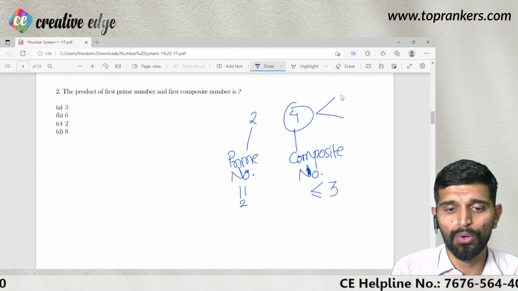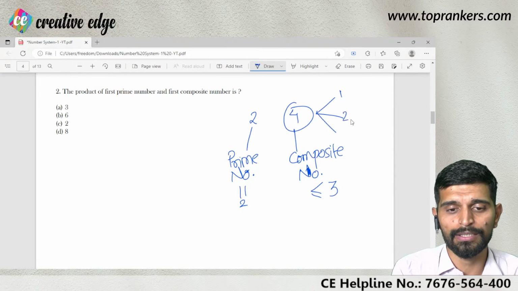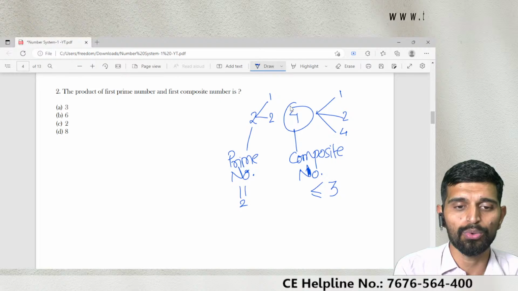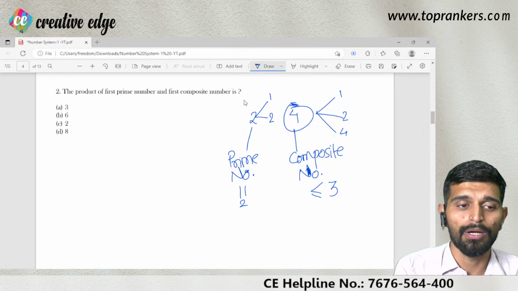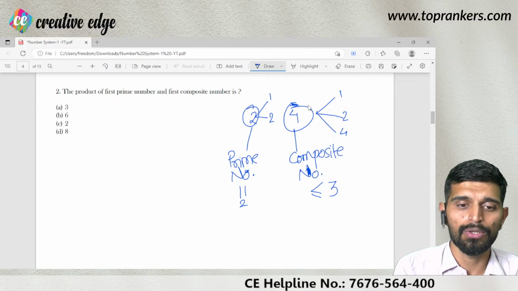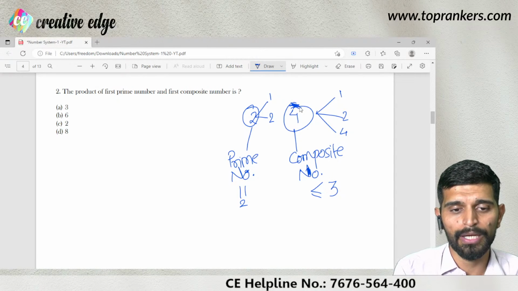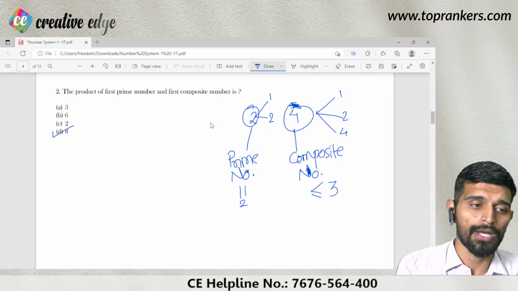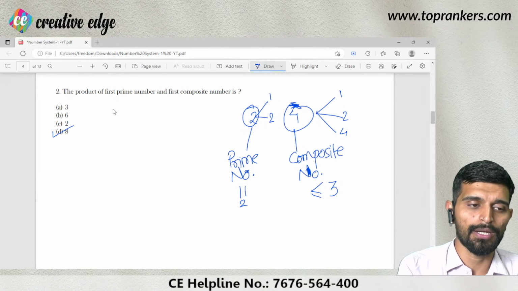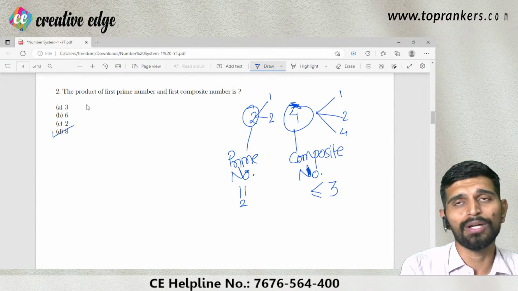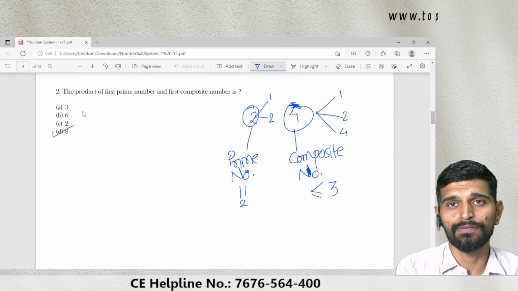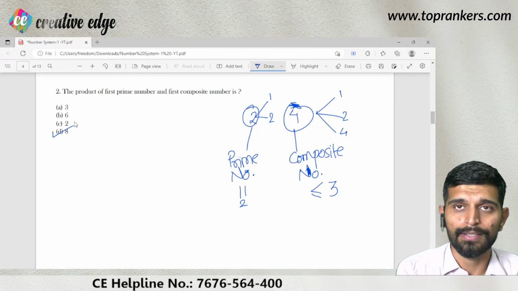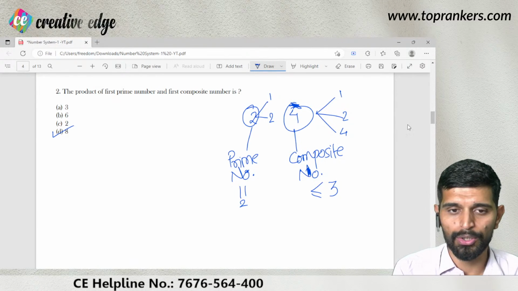So for 4, we have three different factors: 1, 2, and 4. And for 2, we have 1 and 2. So the smallest prime number is 2 and the first composite number is 4. The product of both is 8. The majority of people make a mistake here and answer 2 or 6, but both of them are not correct. The correct answer is 8. I hope it is clear to you all.